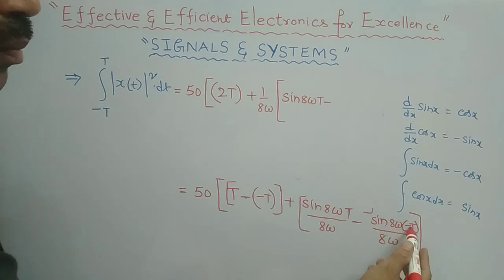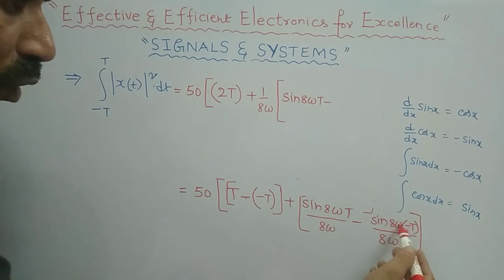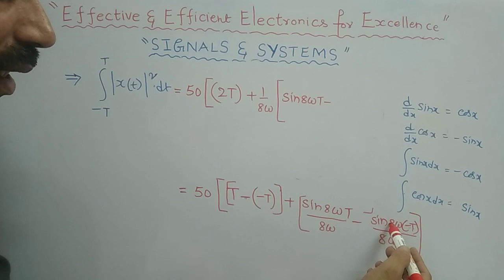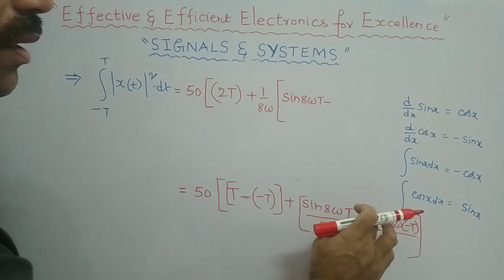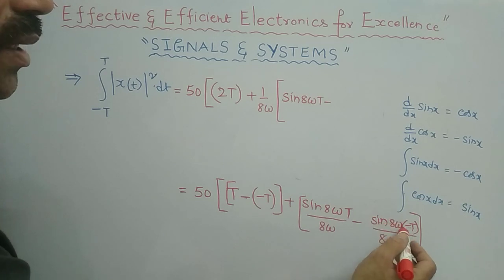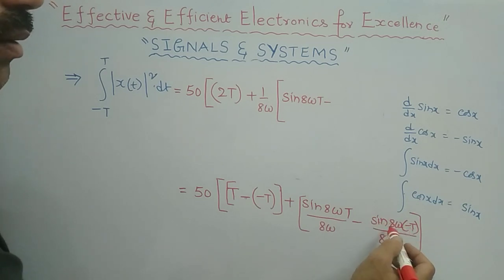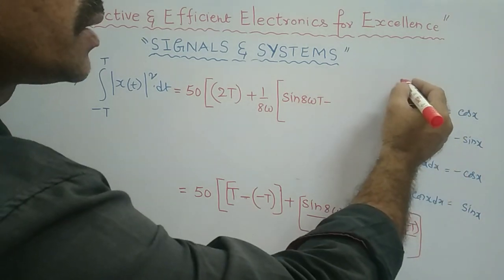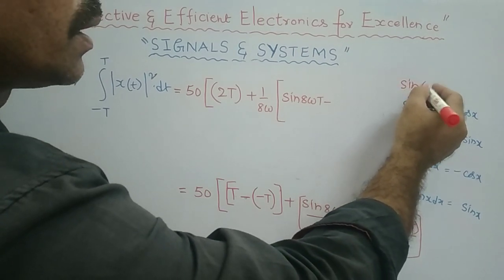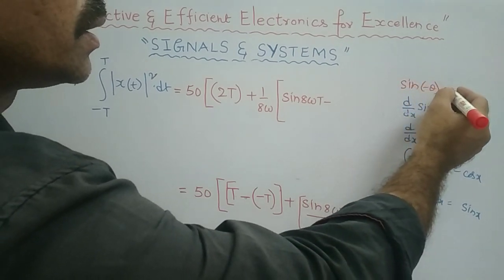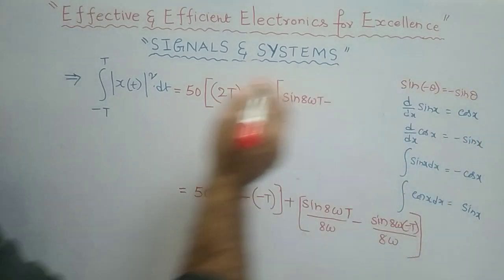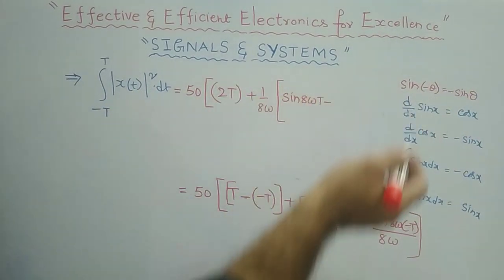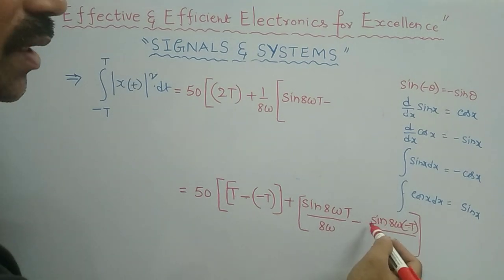Sin of minus theta, this is sin of minus theta. Minus 8 omega t is nothing but sin of minus 8 omega t you can write. Obviously it is looking like sin of minus theta. Clear? So what is the sin of minus theta? Sin of minus theta is equal to minus sin theta. Therefore you can write minus sin theta.